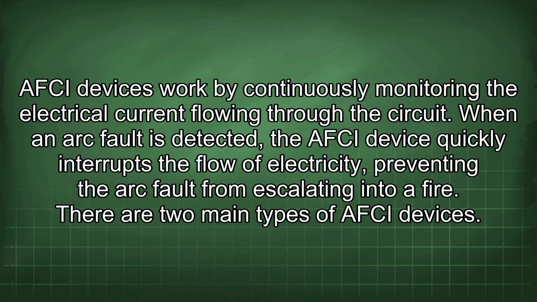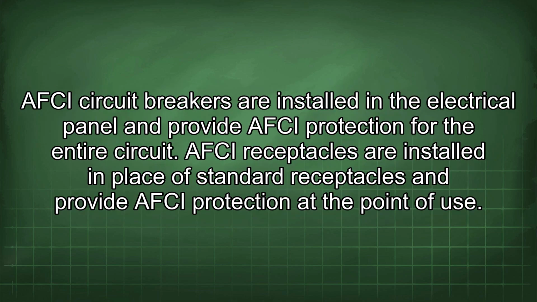AFCI devices work by continuously monitoring the electrical current flowing through the circuit. When an arc fault is detected, the AFCI device quickly interrupts the flow of electricity, preventing the arc fault from escalating into a fire. There are two main types of AFCI devices. AFCI circuit breakers are installed in the electrical panel and provide AFCI protection for the entire circuit. AFCI receptacles are installed in place of standard receptacles and provide AFCI protection at the point of use.